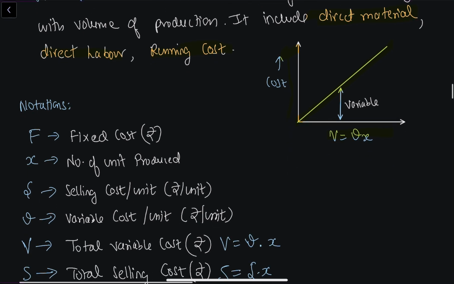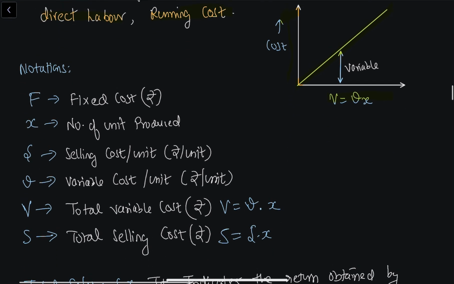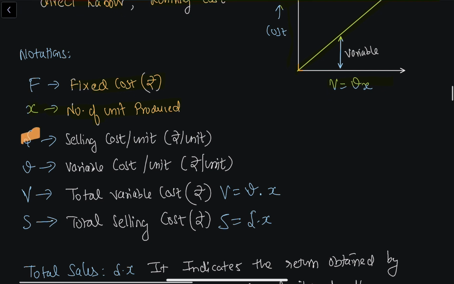If I go to the notations of the break-even point and break-even analysis, we have F, which is the fixed cost in rupees. Then we have X, which is the number of units produced, how many units I'm producing. For example, if I'm making 100 units, then X equals 100. Then the selling cost, which is the selling price in rupees per unit. So for example, if my selling cost is 100 rupees per unit, and let's suppose my fixed cost is 200 rupees.